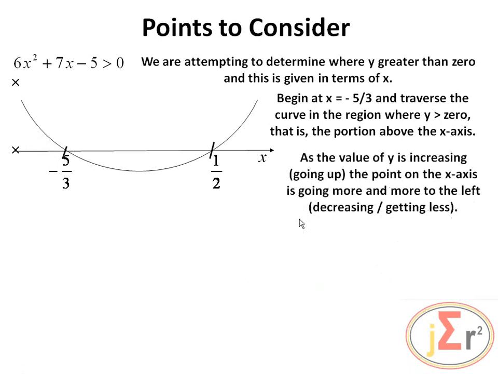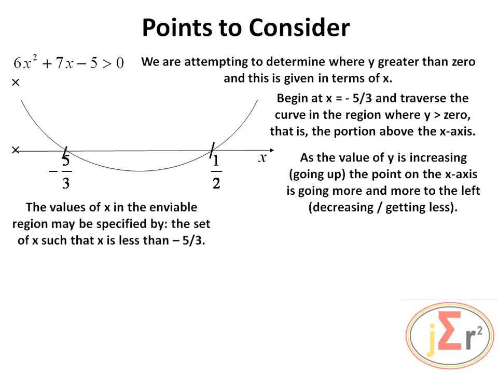So, as the value of x is increasing, going up, the point on the x-axis is moving more and more to the left, which is decreasing and is getting less. The values of x in the region may be satisfied by the set of x such that x is less than negative 5 over 3, like that. So that is the set of x such that x is less than negative 5 over 3.